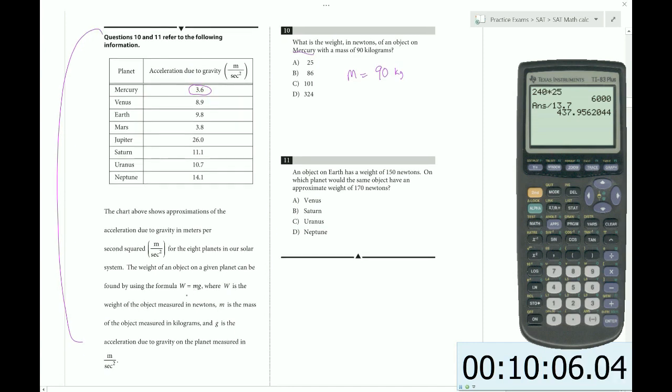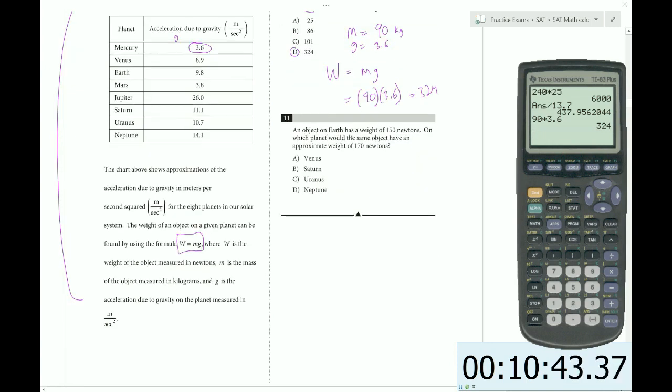So we also need a formula, and there's one here. So weight is equal to m times g, and g is the acceleration due to gravity. So these are values for g. Okay. So G is going to be equal to 3.6 on Mercury. So then we could plug in the mass of 90 and the G of 3.6, and that'll get us the weight, which is exactly what they're asking for. So we do 90 times 3.6, and we get 324. So that's answer choice D.